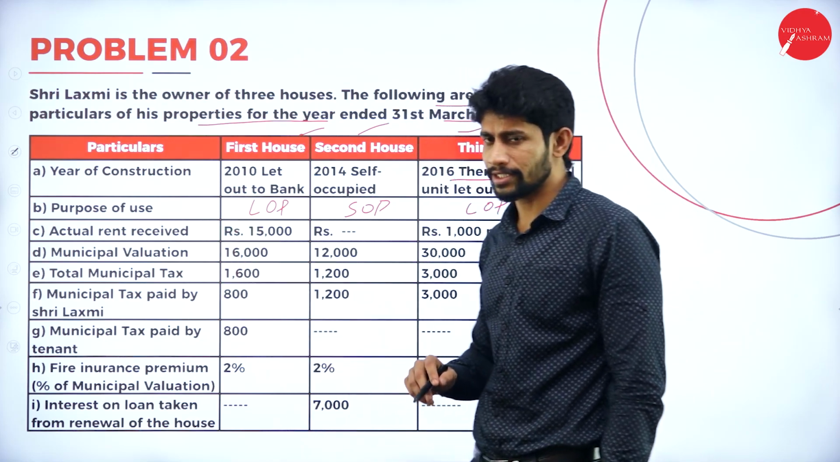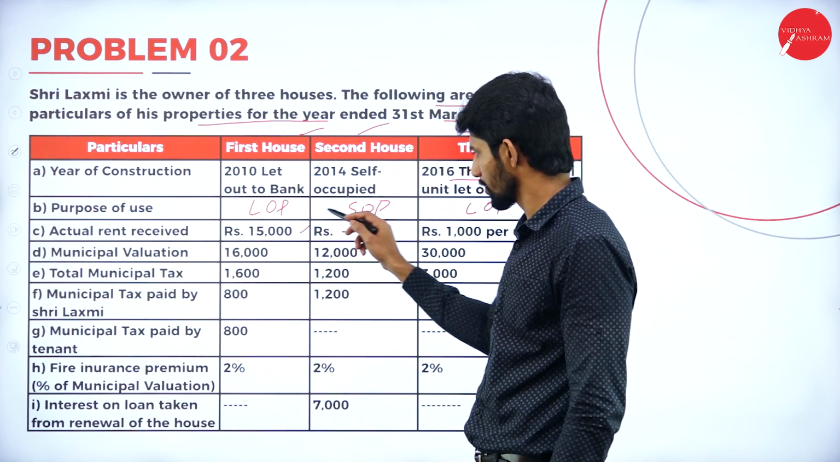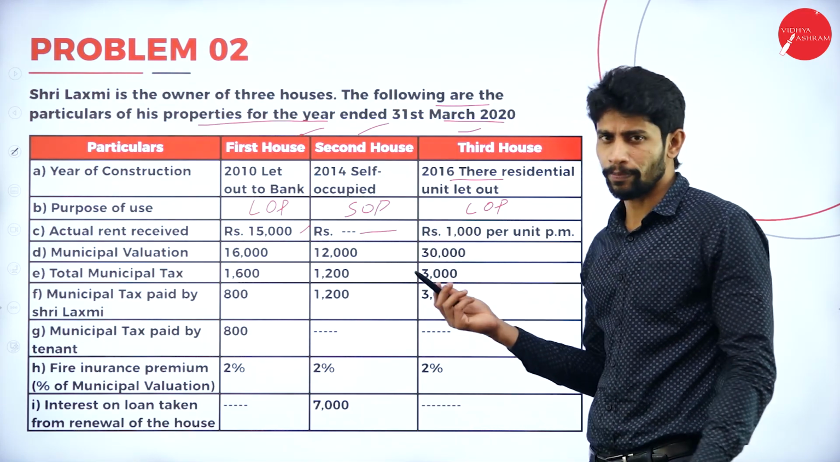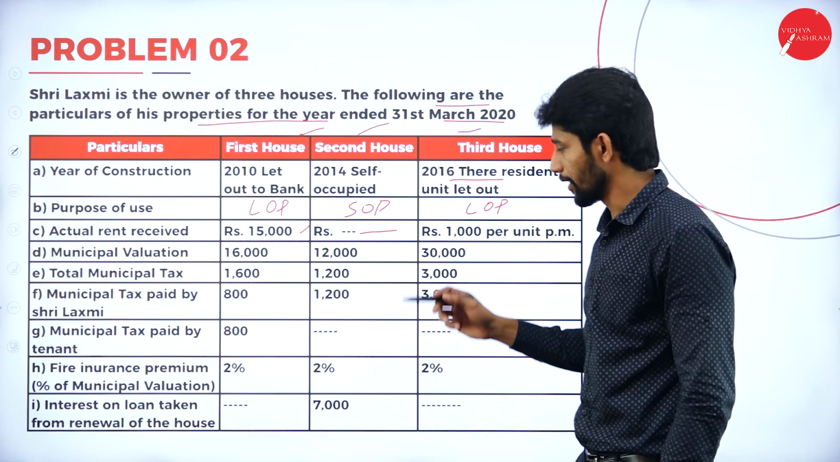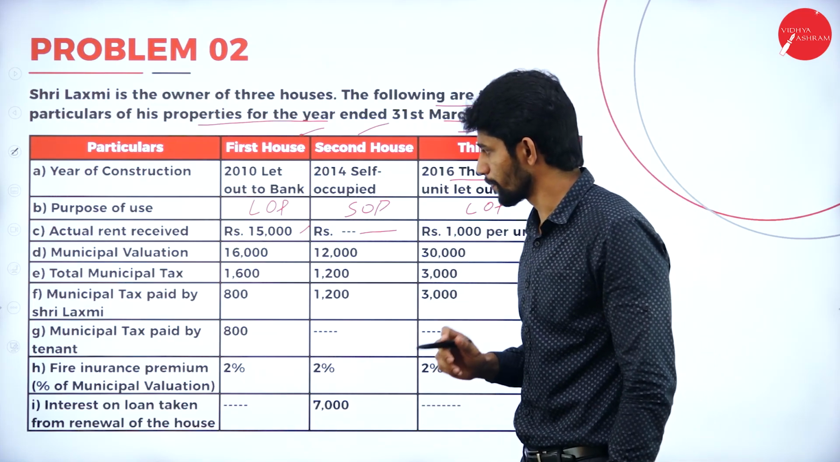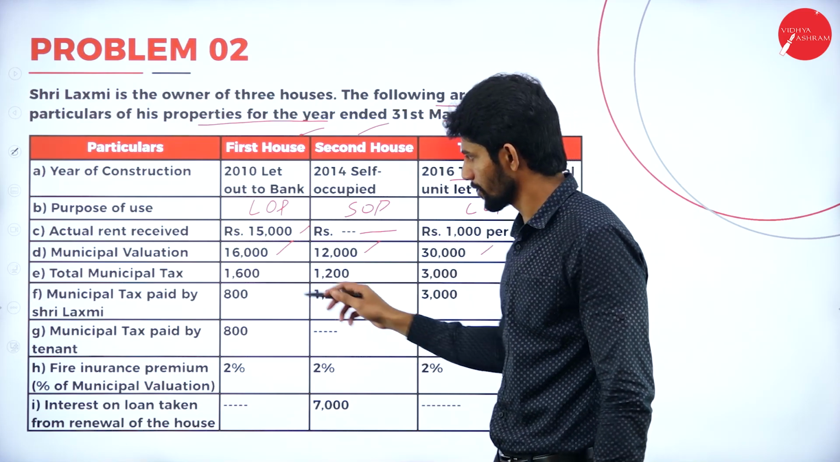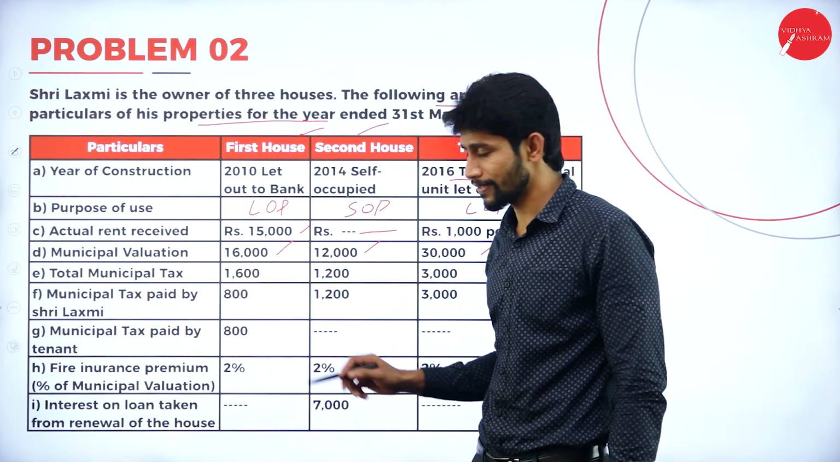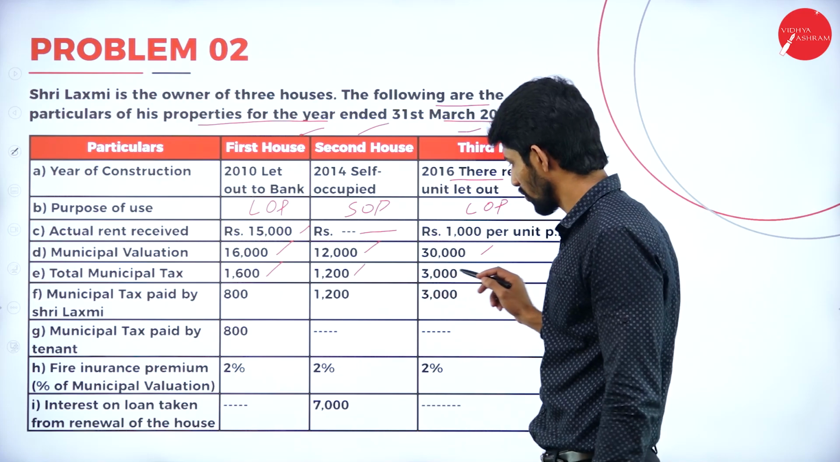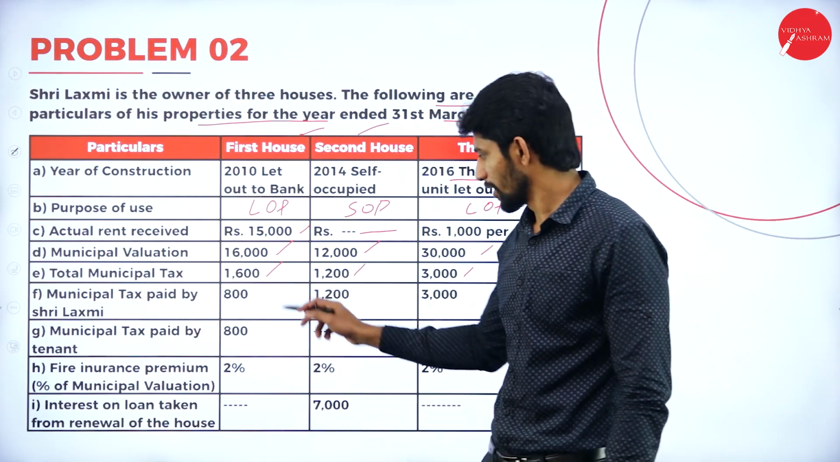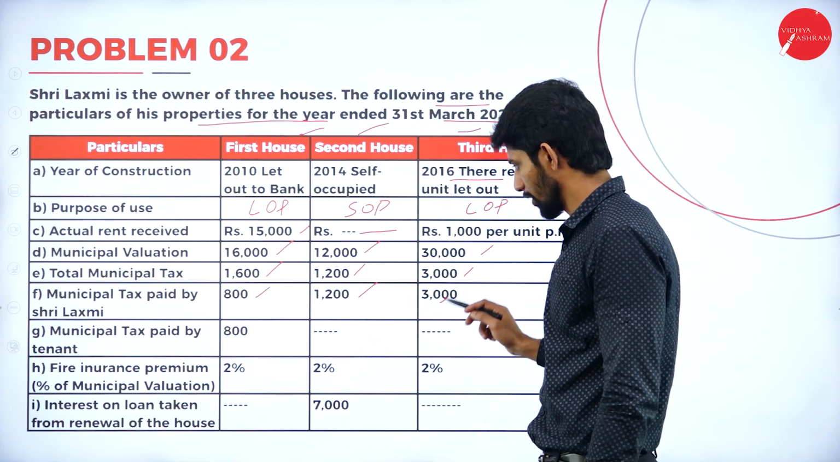Actual rent: from house 1 she is receiving 15,000. House 2 is obviously self-occupied, so she will not be receiving any rent. And house 3, 1,000 rupees per month. Municipal valuation: 16,000, 12,000, 30,000. Total municipal tax: 1,600, 1,200, 3,000. Paid by Lakshmi, that is by the owner: 800, 1,200, 3,000.